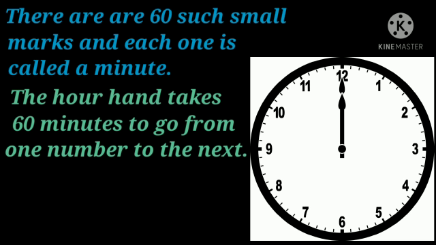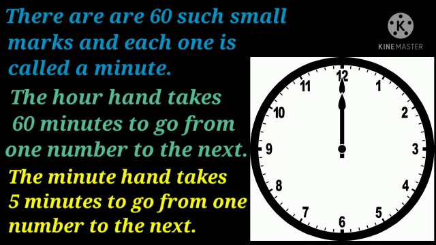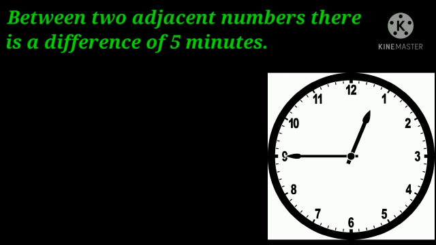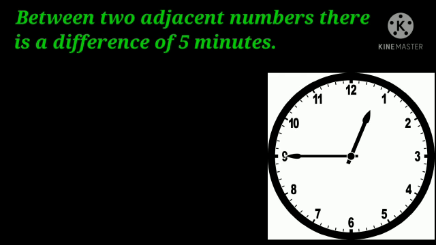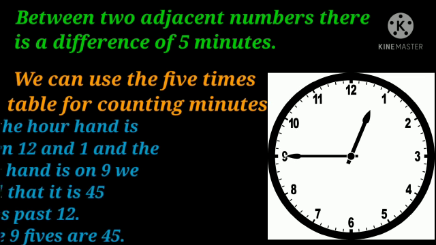The hour hand takes 60 minutes to go from one number to the next. The minute hand takes 5 minutes to go from one number to the next. Between two adjacent numbers, there is a difference of 5 minutes. We can use the 5 times table for counting minutes.